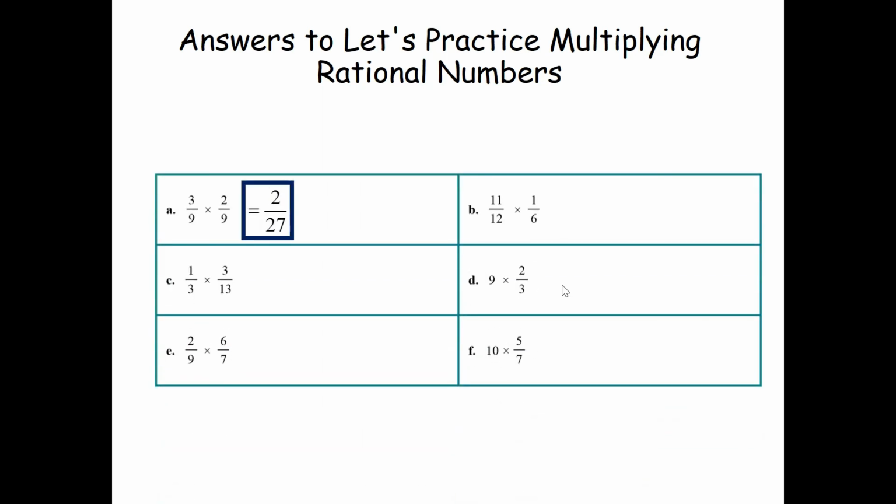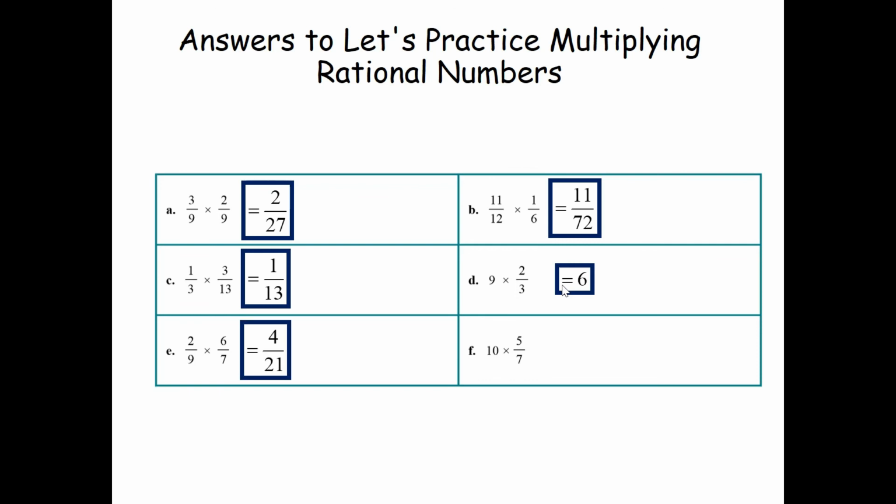Sagutan na natin. A. Sagot natin dyan ay 2/27. Sa B naman, sagot natin ay 11/72. Sa C, 1/13. At sa D naman, 6. Sa E, 4/21. At sa F, 7 and 1/7. I hope na nakuha nyo ng perfect yung ating practice. Yun lang po. Salamat po.